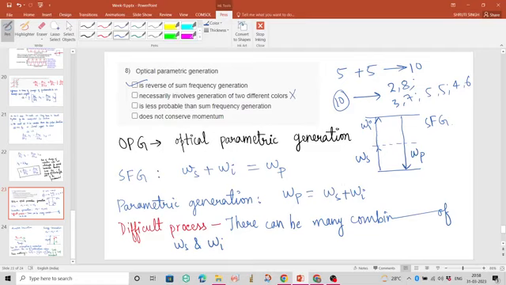Is less probable than the same frequency generation? Yes, it is less probable because here we have to take care of the temperature, the angle, the refractive index. It does not conserve momentum? No, this is false because momentum conservation happens here as well. So for this question, the answers are A and C.